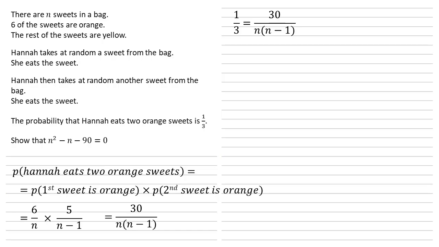Let's multiply both sides by the right-hand denominator, the n times n minus 1. So we get a third, n times n minus 1 is 30. Multiplying through by 3 to get rid of that a third, n times n minus 1 equals 90. We're heading towards what we've been given in the question now. We've got a 90, but we've still got brackets in here. So let's expand them. So n times n is n squared, n times minus 1 is minus n. So we get n squared minus n equals 90. We're very close to what we need now. We're just going to subtract 90 from both sides. So we get that n squared minus n minus 90 equals 0 as required.